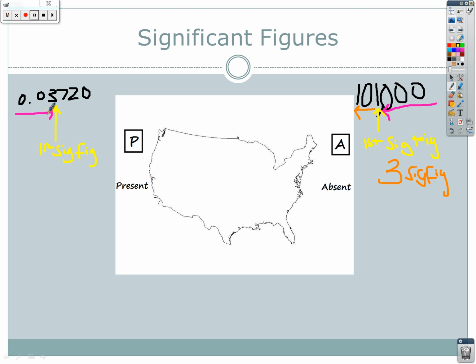This 0 and this 0 are not significant. They are to the left of that 3, and we started at the left-hand side because we're on the Pacific side, and we went to find that first significant digit, or that first non-zero, which is our first significant figure. Everything after that first sig fig is considered significant. So 372 and this 0 are considered significant. So for the value of 0.03720, there are 4 sig figs.